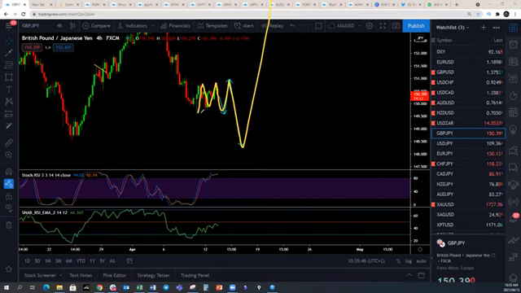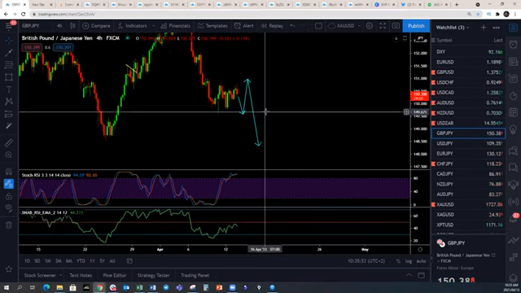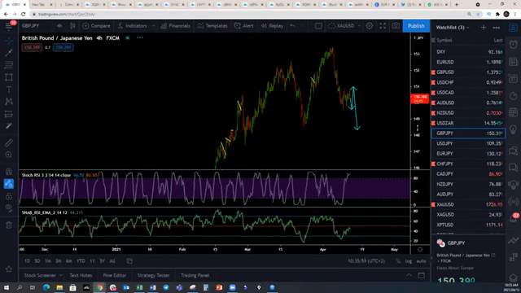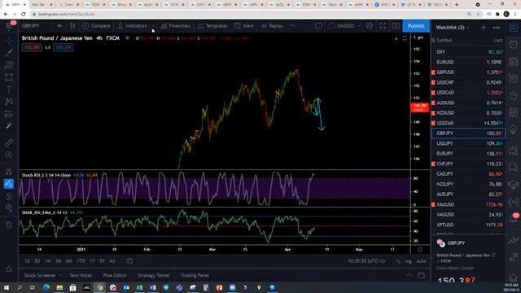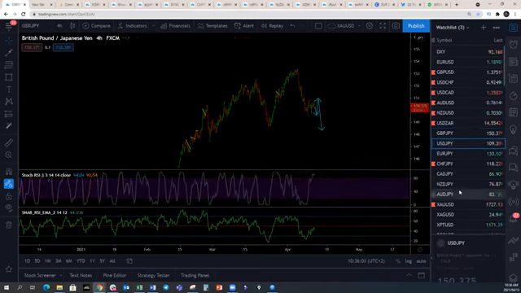Remember what we discussed here. This may even make an ending diagonal there, but this is still showing us a continuation to the downside. The structure we're looking at, if you look at the website, is for this to continue around these levels. Could make a running or an expanding flat. That's what we have on pound yen.